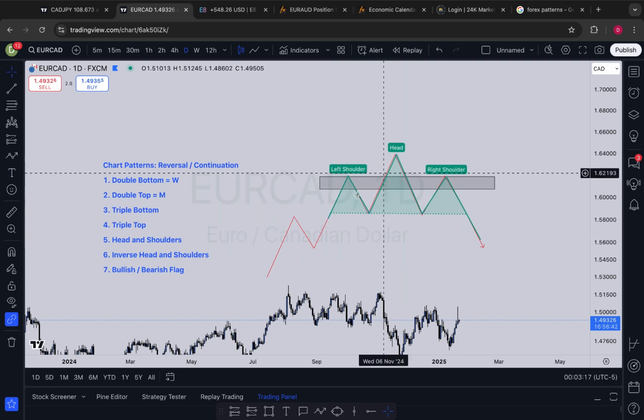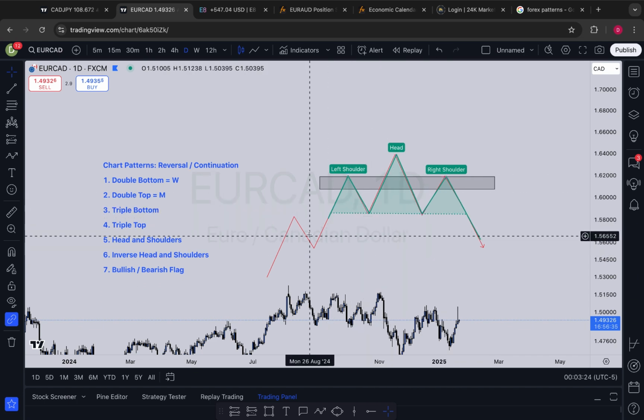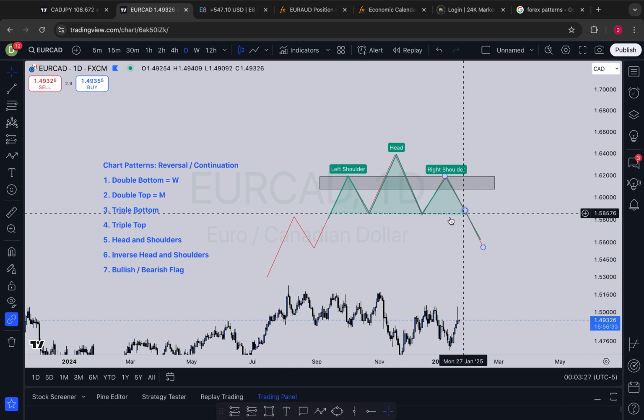But just for fun, I changed mine. Yours might be red or something, I don't know. It might be a different color. I put mine in green, a little bit transparent. So this is called a neckline.